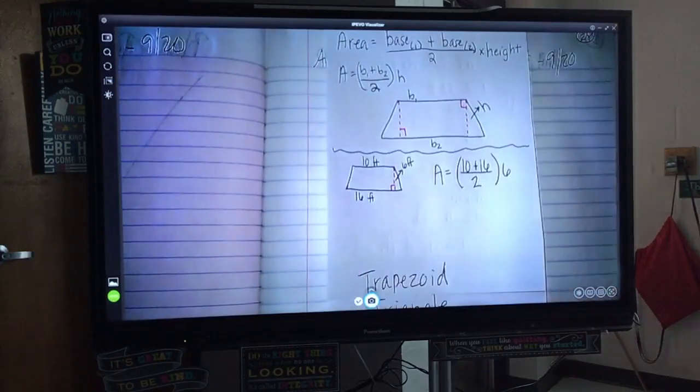Okay. Does everybody see where the 10 and the 16 and the 6 came from? Is there anybody who is confused? Please raise your hand. This is speak now or forever hold your peace kind of thing. Because this is the only day we spend on this and we're going to keep it moving. So if you get it, good to go. If you don't get it, you need to raise your hand now.